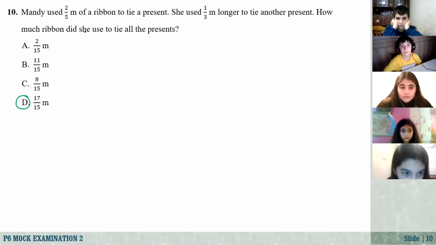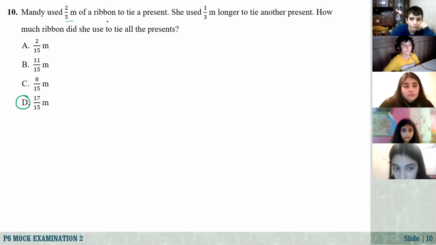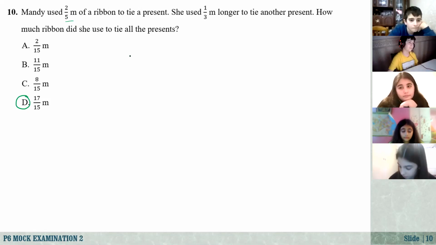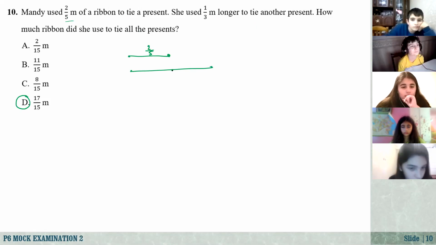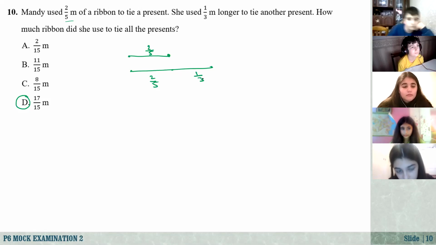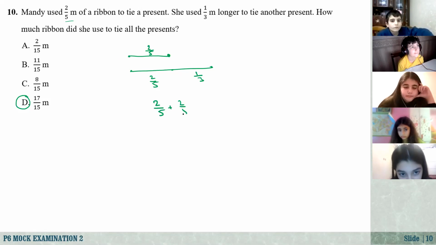Why? It says that Mandy used 2 over 5 meters of a ribbon to tie a present. The first one, right? It is 2 over 5. The second one is 1 over 3 meter longer to tie another one. So the next one is 2 over 5 and longer by how much? 1 over 3. How much ribbon did she use to tie all the presents? It is 2 over 5 plus 2 over 5 plus 1 over 3 altogether.